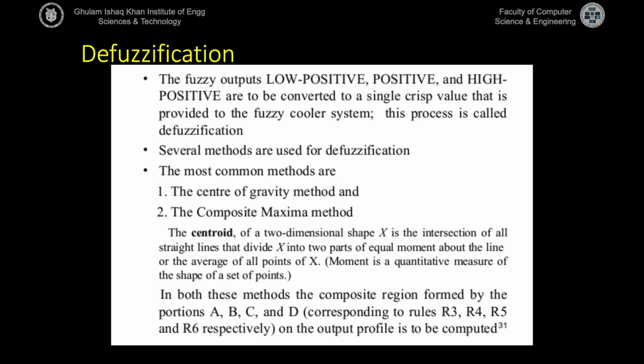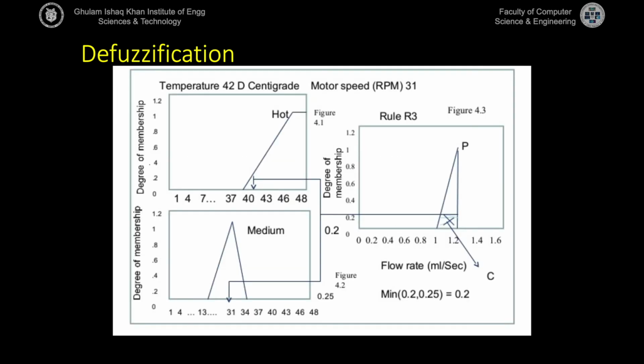In both these methods, the composite region formed by the portions A, B, C and D corresponding to rules R3, R4, R5 and R6 respectively on the output profile are to be computed. And I'm going to show you the regions here. The regions here, you have to identify: for a temperature of 42 degrees centigrade given here and motor speed of 31, you've got the first case, which is hot and medium. In case of hot and medium, what you get is at 31 degrees it cuts at around 0.25. In case of hot, it cuts at around 0.2.